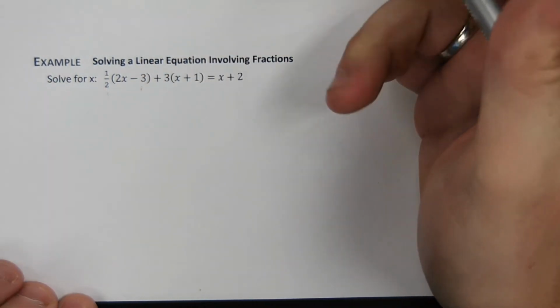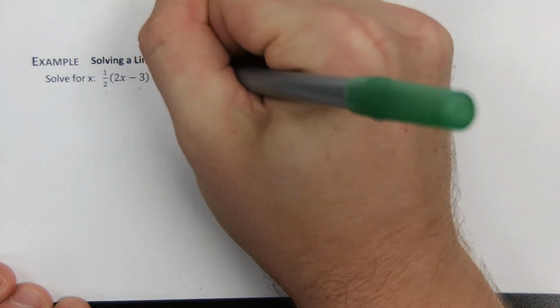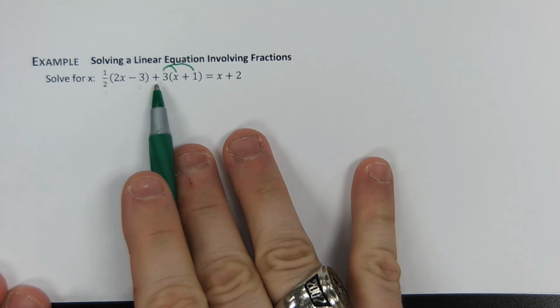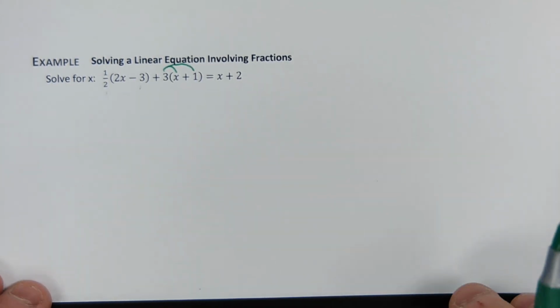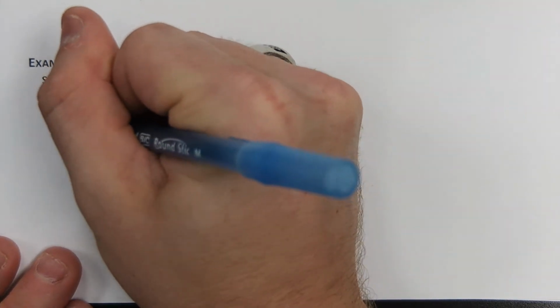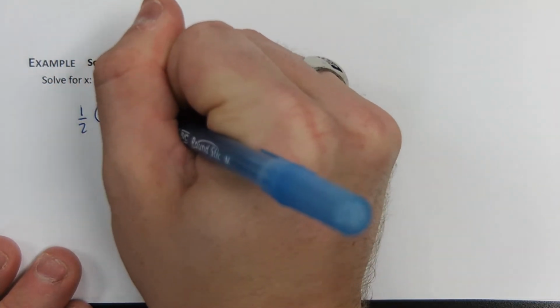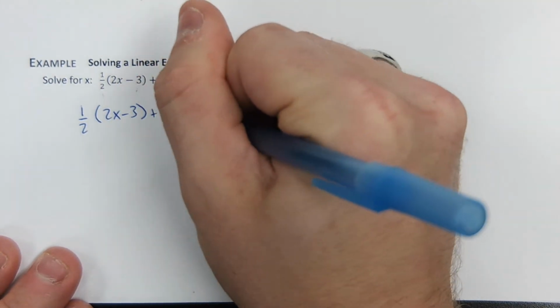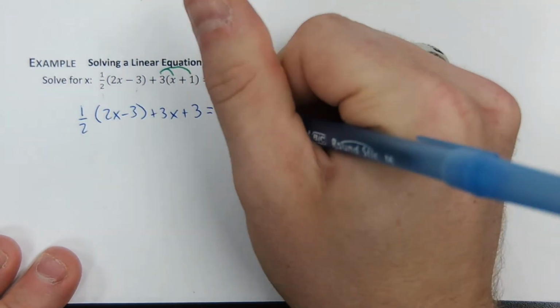What I would do is I would distribute the 3. And once again, like I said before, it happens to be a plus sign, but if it was a minus sign, you'd be distributing a negative number. Just be careful with that. And I'm going to leave it as a 1/2 in front of 2x minus 3. Then here I have a plus 3x plus 3. And I've done nothing over here.